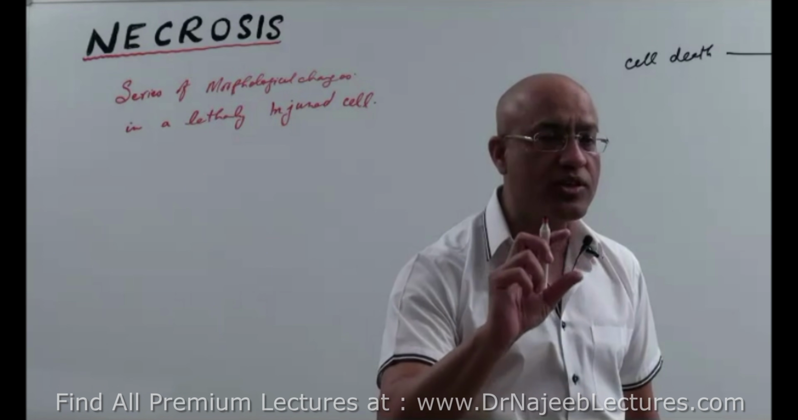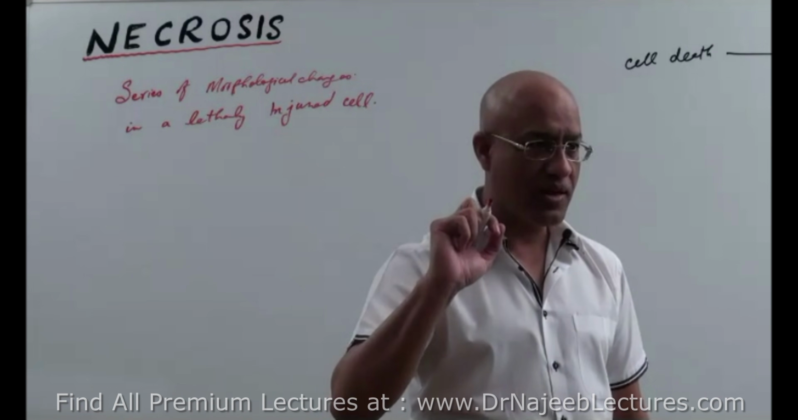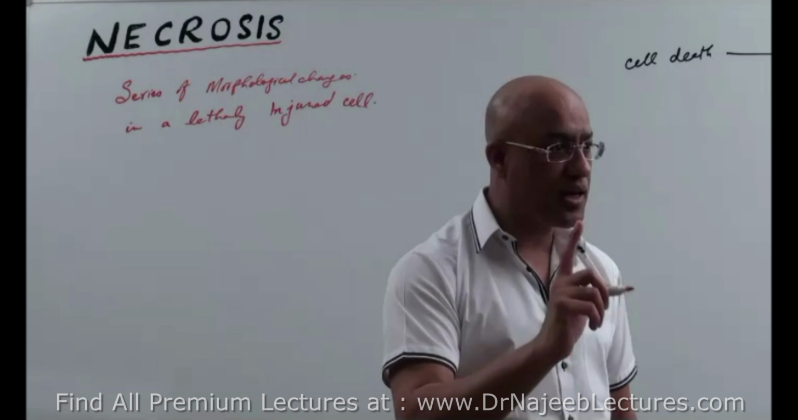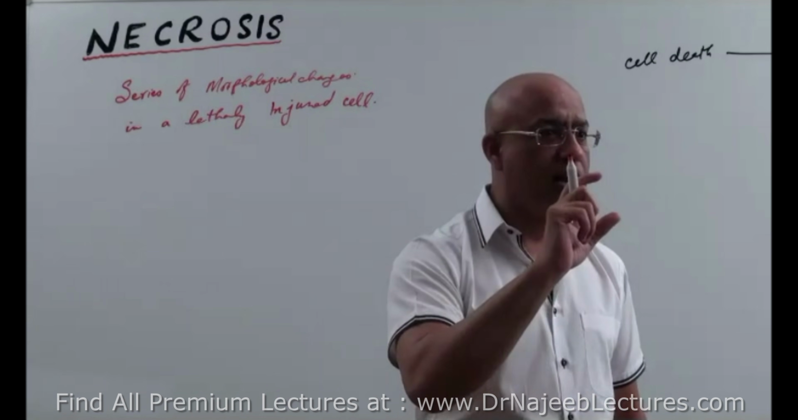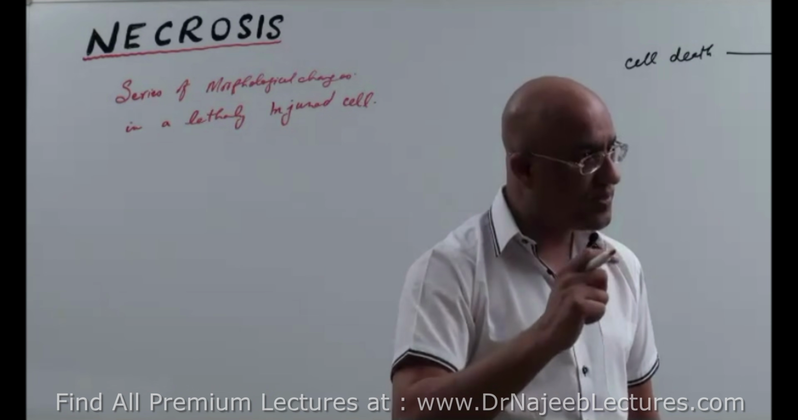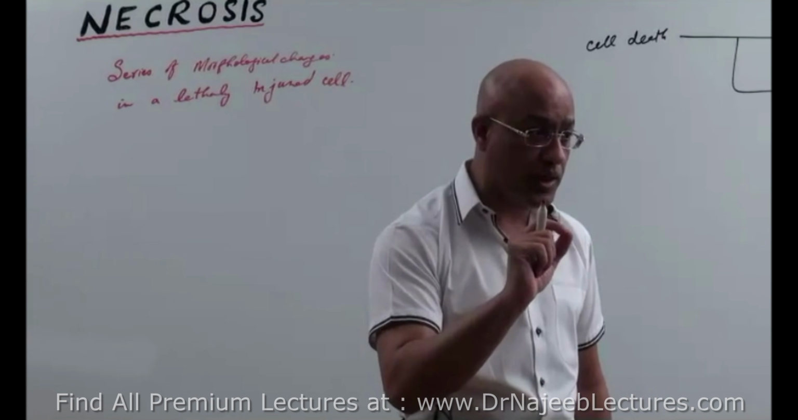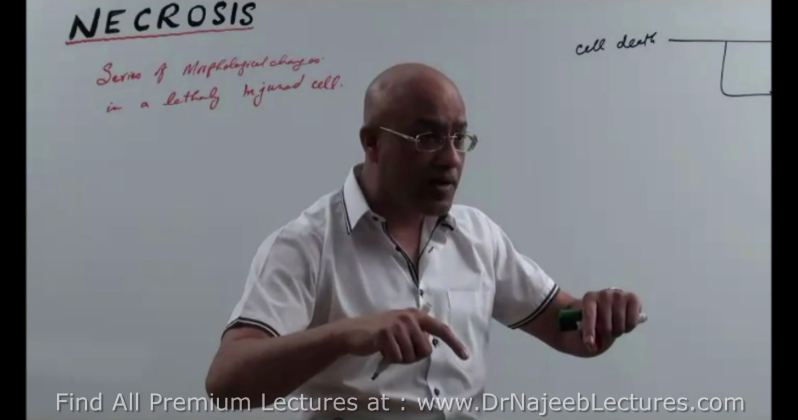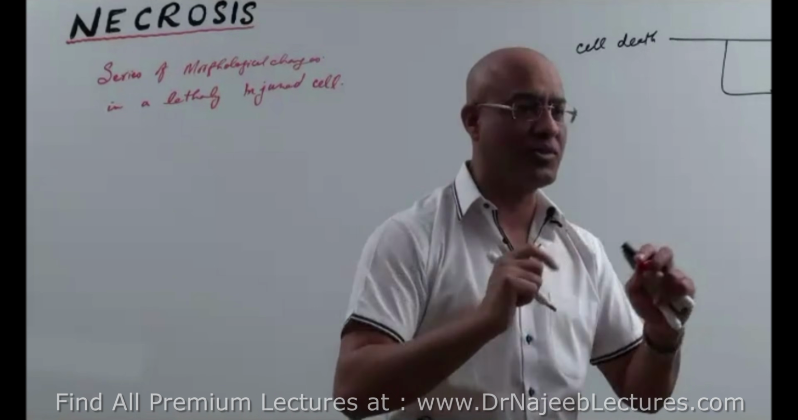Then certain changes come into the cell. Those histological changes which appear in a lethally injured cell take many hours, 4 to 12 hours, to be identified with a light microscope. Those series of changes which occur in a lethally injured cell are called necrosis.